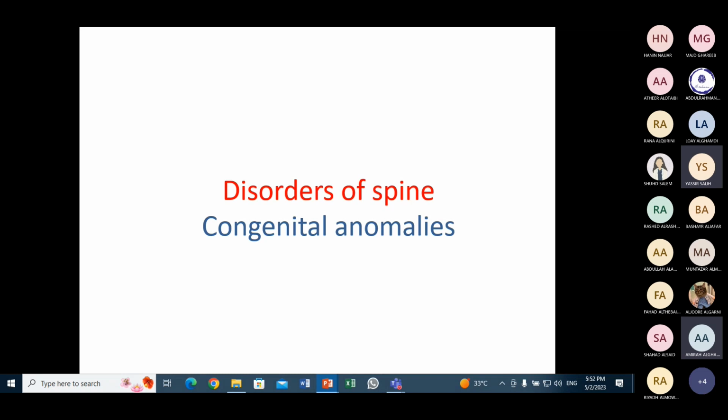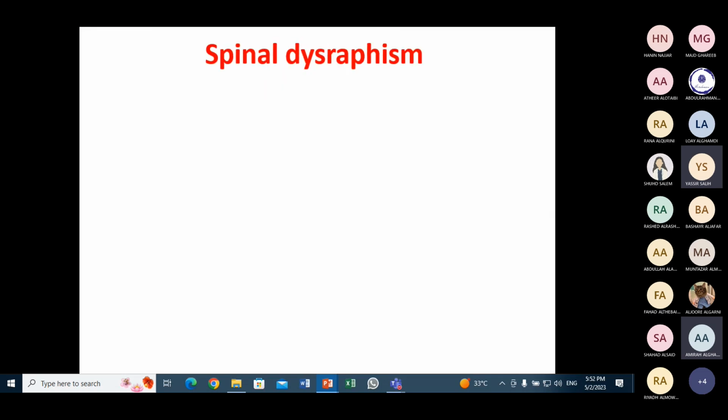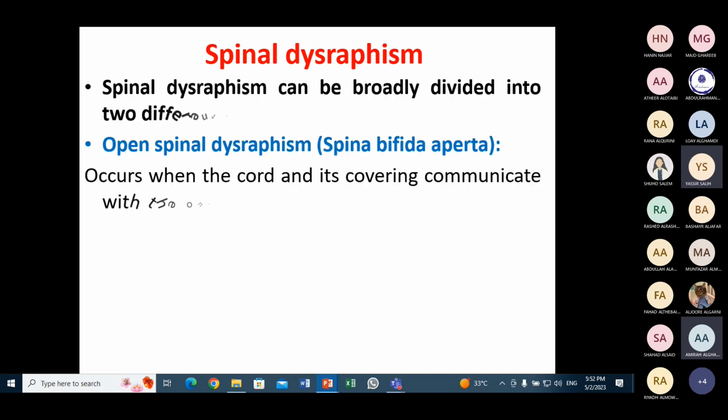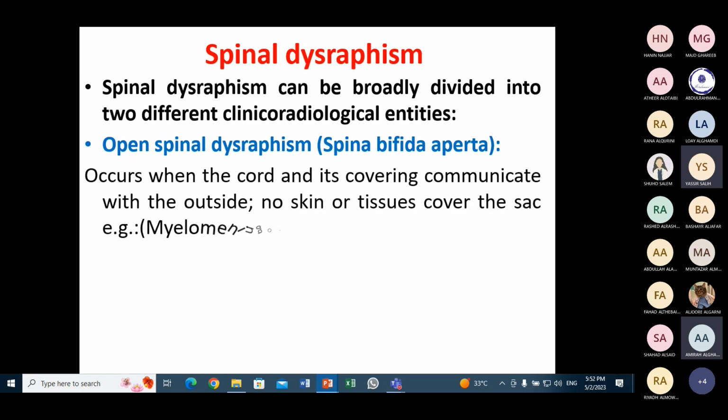Now we're going to talk about some pathologies and how to identify the radiological or imaging features of these abnormalities. Very soon we'll start with congenital anomalies of the spine, and then spinal dysraphism, which can be divided into clinical and radiological entities. The first one is spina bifida aperta, or open spinal dysraphism.